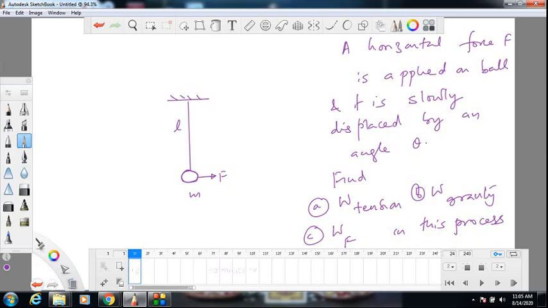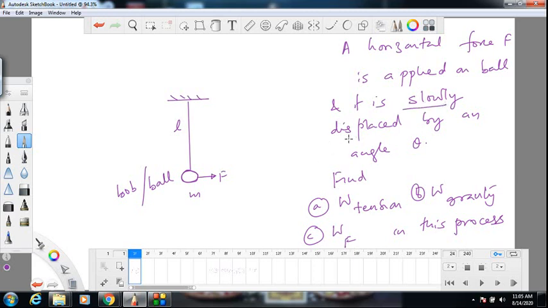So let us read it once again. Horizontal force is applied on the ball. So this force is always horizontal. After the bob gets displaced, bob, or you can say ball, or I can even say bob, after it gets displaced also, the force is horizontal. After it gets further displaced also, force is horizontal only. So you are applying a horizontal force and it is slowly displaced.